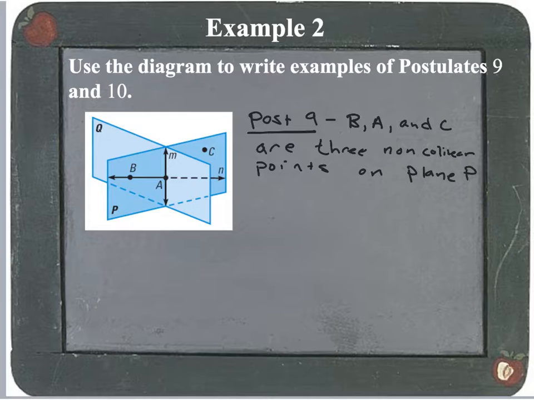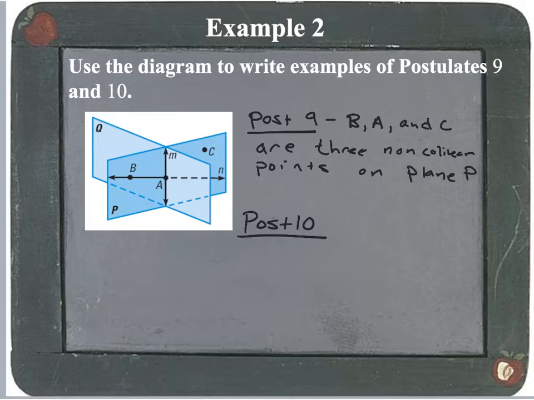So help me out now. Let's talk about postulate 10. What does postulate 10 say? You don't even need to raise your hand. Just somebody read it for me. If 2 points are in a plane, then the line that contains them is in that plane. Okay, so if 2 points are in a plane, the line that contains them is also in the plane. Where could we see an example of that? Yes, ma'am? Line AB. Okay, line AB.